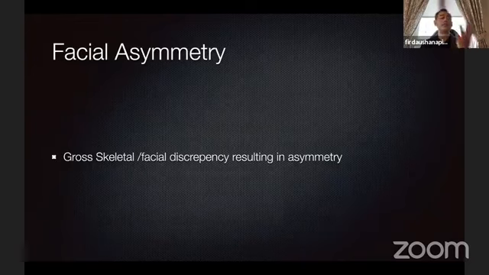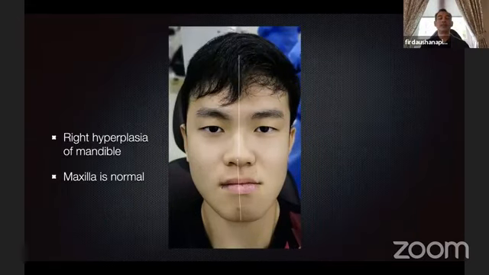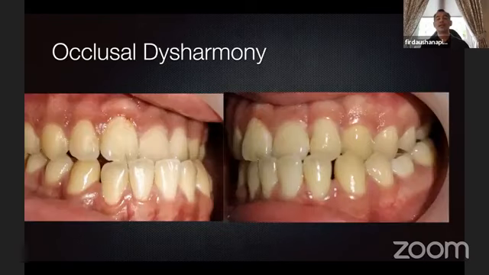Okay, so when you have anteroposterior discrepancy, you also have the coronal discrepancy, where you have a gross skeletal facial discrepancy resulting in asymmetry. These are the sort of case where you can see facial asymmetry. A young man here, a 19-year-old, I think 20-year-old guy who came to see us. You can see that he has a little bit of discrepancy where his right side is a little bit longer than his left side. So there is a midline shift. As you can see, right, hyperplasia of the mandible, although the maxilla is normal. You can see that the occlusal disharmony coincides with this, the right and the left.